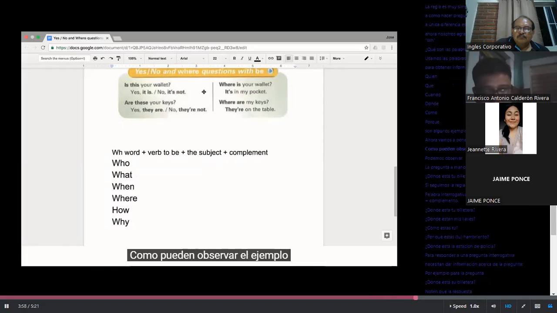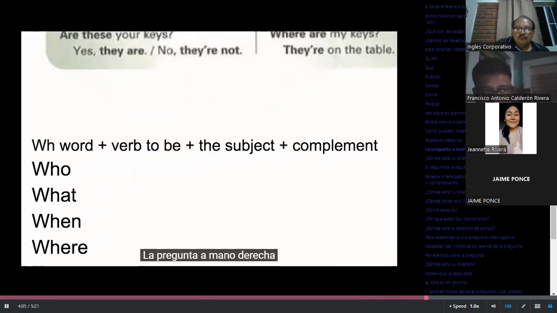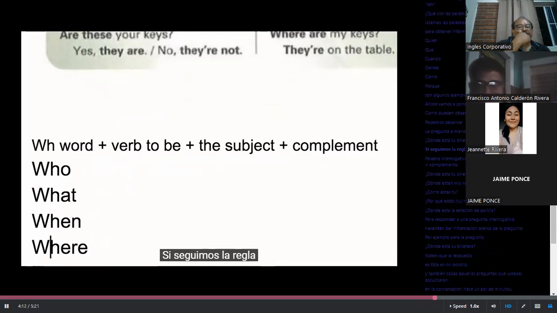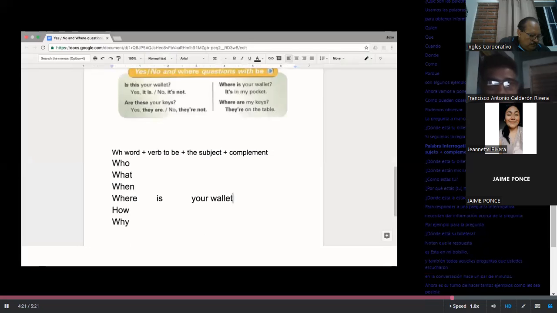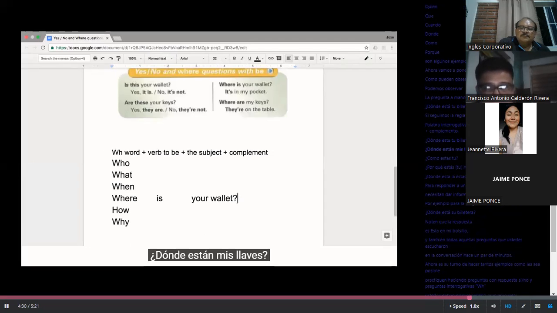If we look at the example on the chart, we can see the question towards the right-hand side. It says, where is your wallet? So if we follow that rule, we're going to put a WH word plus the verb to be plus some kind of complement, wallet. And of course, we put a question mark there. Where is your wallet? Where are my keys?